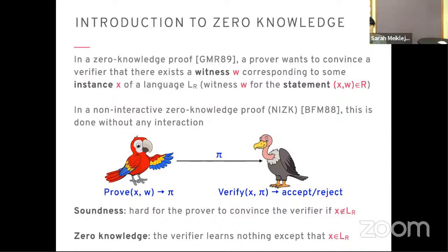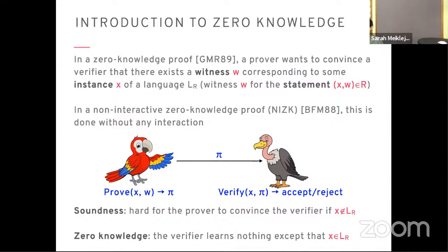So here we can see the prover represented by this parrot, and the verifier represented by this vulture. And we can see that the prover takes in the instance and the witness, and outputs some proof, and the verifier takes in this instance and the proof, and they either accept the proof, saying, yes, I'm now convinced that this instance is in the language, or they reject it. So this particular setup is what we call a non-interactive zero-knowledge proof, right? So there's one message from the prover to the verifier, no further interaction.